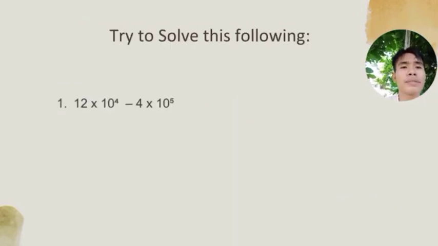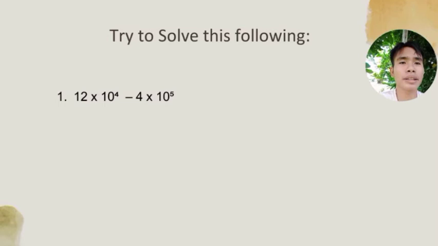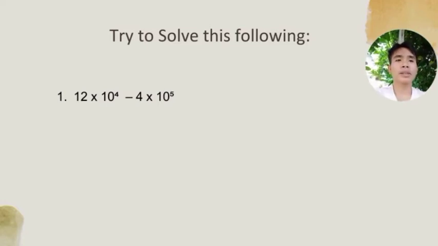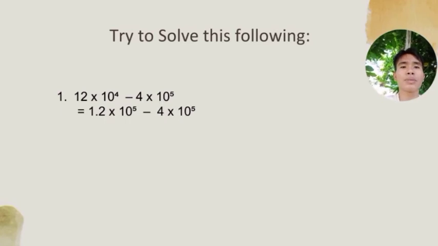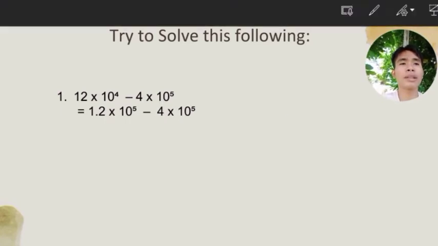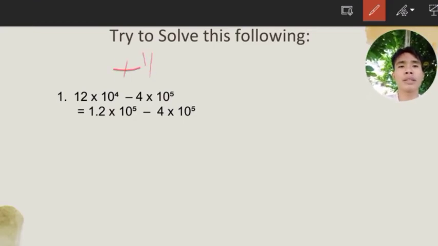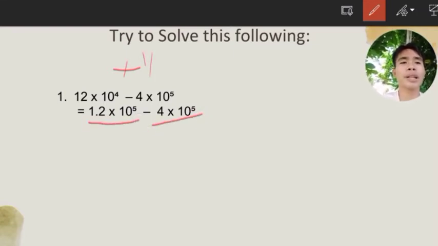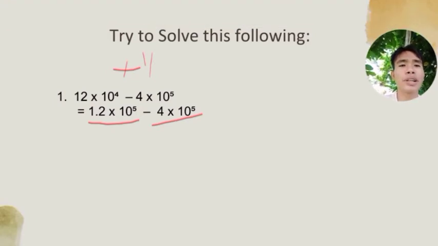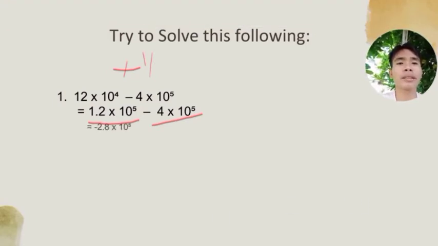Okay, try to solve the following scientific notation. So 12 times 10 to the power of 4 minus 4 times 10 to the power of 5. So they have different exponents. So we'll increase the exponent 4 into 5, plus 1 siya. Then also move the decimal. 1.2 times 10 to the power of 5 minus 4 times 10 to the power of 5 na siya. So they have already the same exponent.